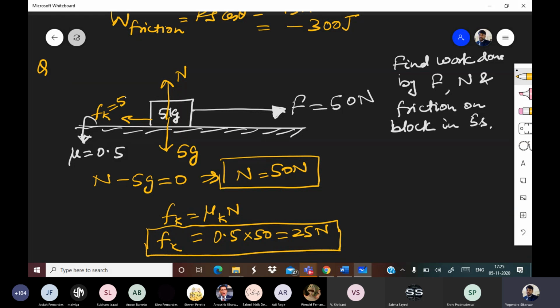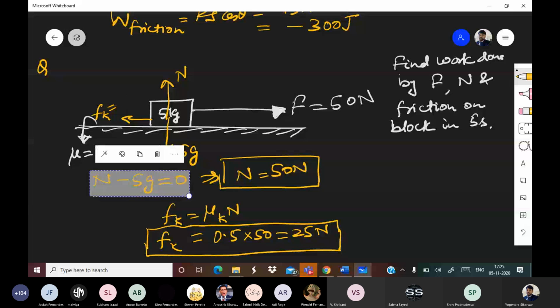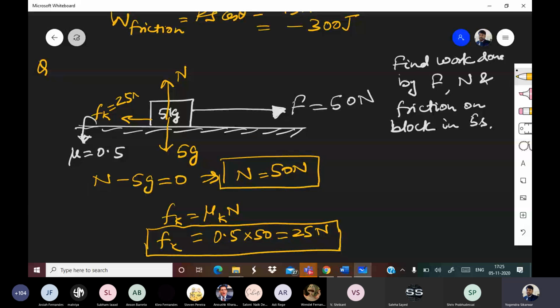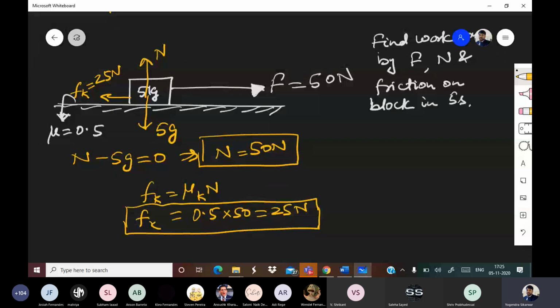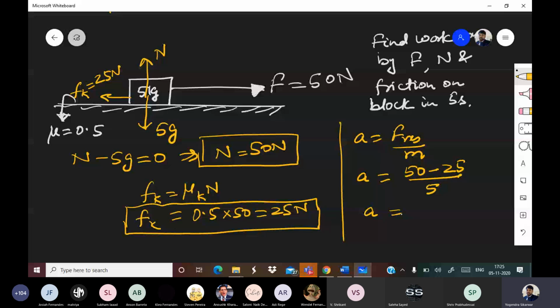So 25 is in this direction, 50 in the opposite direction. So acceleration will be how much? A will be F resultant upon M. So A will be 50 minus 25 upon mass, which is 5. So A comes out to be 5 meters per second square.